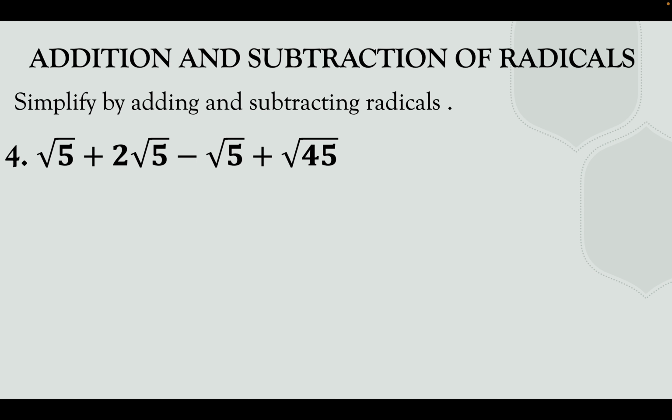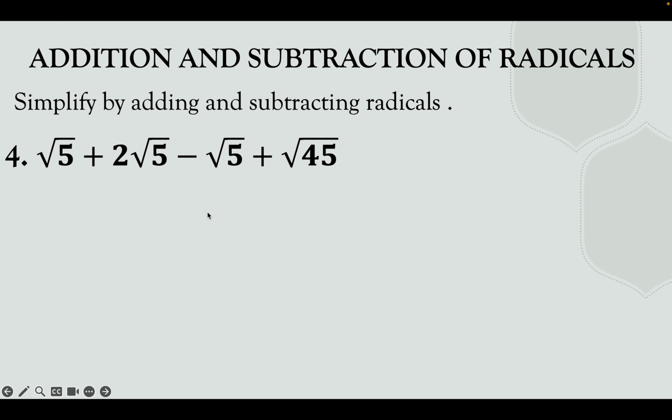Next example, we have square root of 5 plus 2 square root of 5 minus square root of 5 plus square root of 45. Now you look at the index and the radicand. The first three terms, square root of 5 plus 2 square root of 5 minus square root of 5, have the same index and radicand. But in the last term, we have square root of 45. So all you need to do, class, is simplify this one by factoring it, where one of the factors is a perfect square and the other is a non-perfect square.